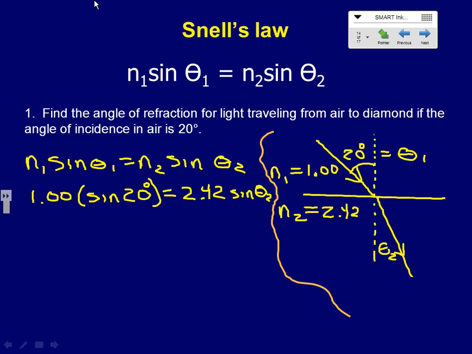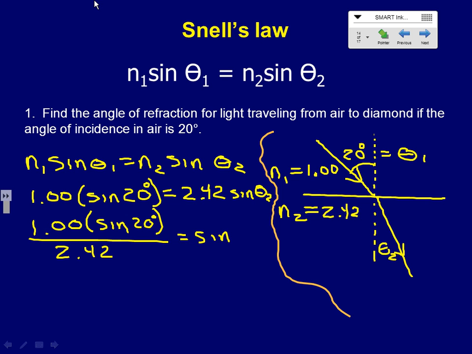Okay, so 1.00 sine 20 divided by 2.42 equals the sine of theta 2. Calculate that and turn it into a decimal.